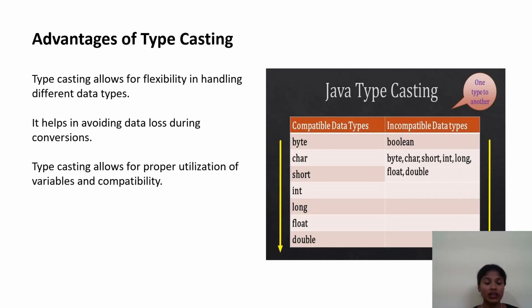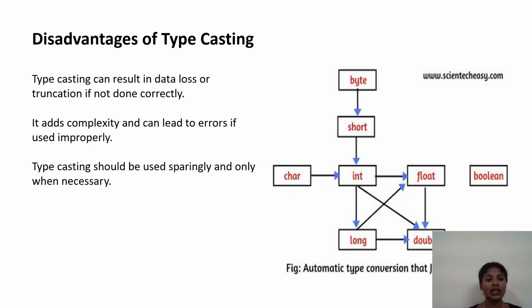Advantages of typecasting. Typecasting allows for flexibility in handling different data types. It helps in avoiding data loss during conversions. Typecasting allows for proper utilization of variables. Disadvantages of typecasting. Typecasting can result in data loss if not done correctly. It adds complexity and can lead to errors if used improperly. Typecasting should be used only when necessary.